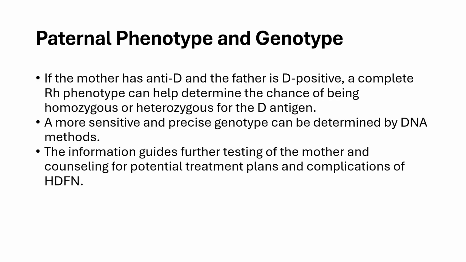If the mother has anti-D antibodies and the father is D positive, we'd perform a complete Rh phenotype of the father. This would help to determine if the father is homozygous or heterozygous for the D antigen. More sensitive and precise genotyping can be done using DNA methods, and this information is crucial for guiding further testing for the mother, counseling regarding potential treatment plans, and assessing any risk and complications of hemolytic disease of the fetus and newborn.